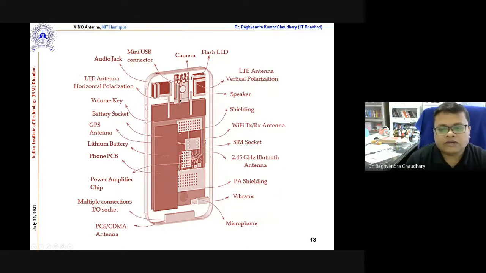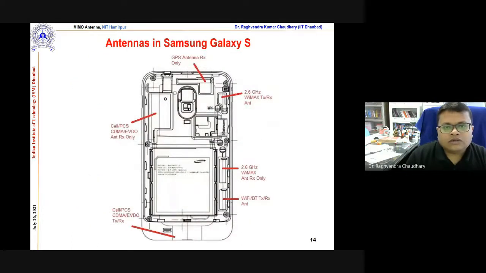So you can develop antennas which have this kind of capabilities. This is one of the old mobiles, the Samsung Galaxy S, where a number of antennas are distributed over the phone. So this is actually the 3G one.